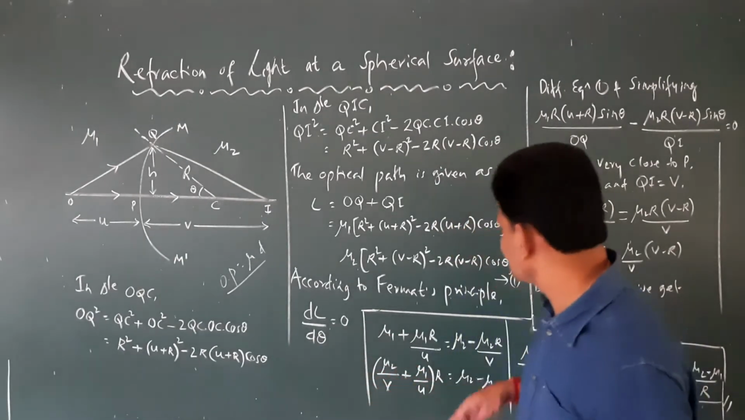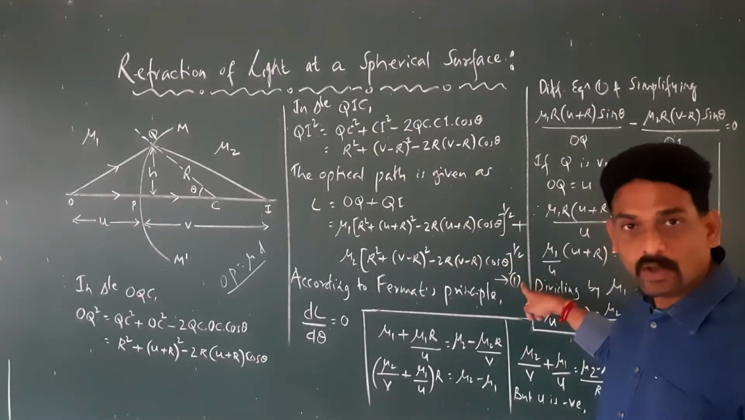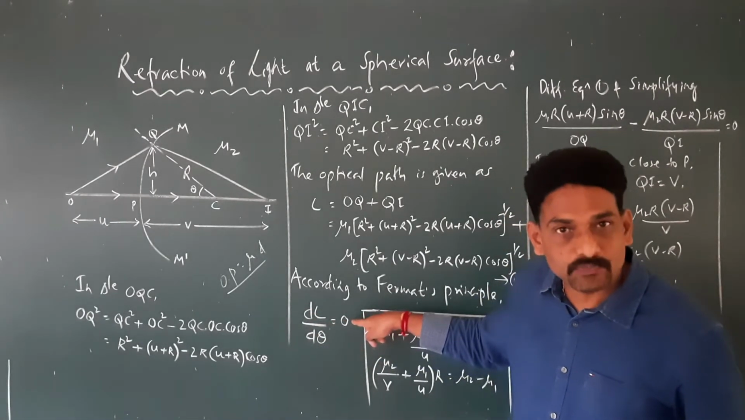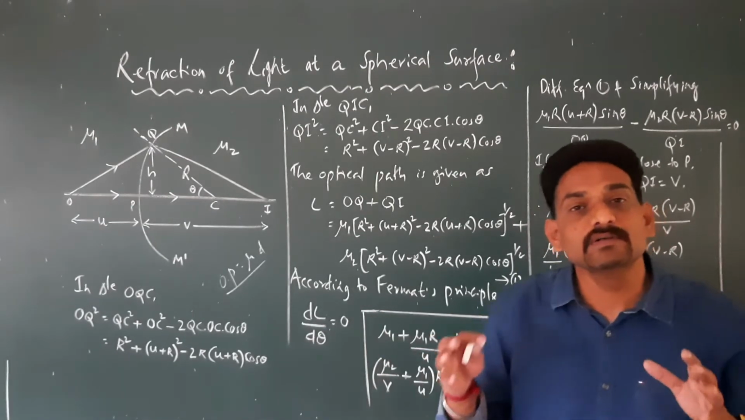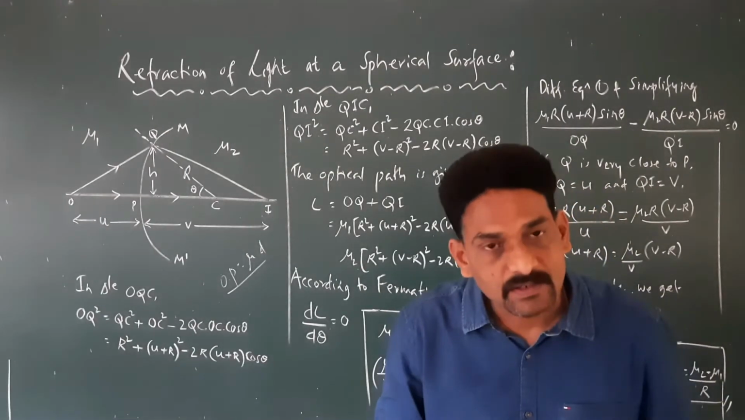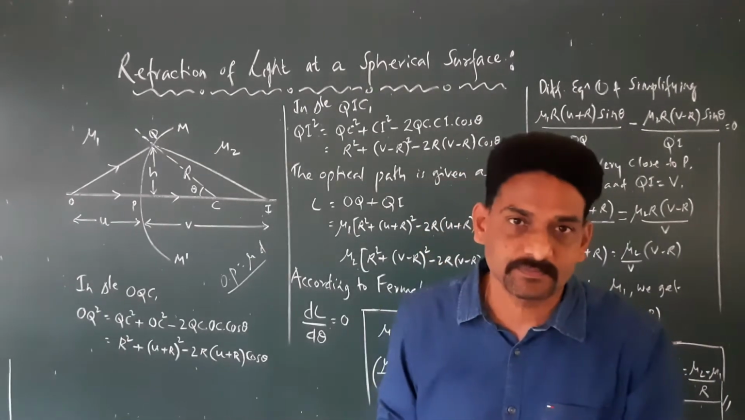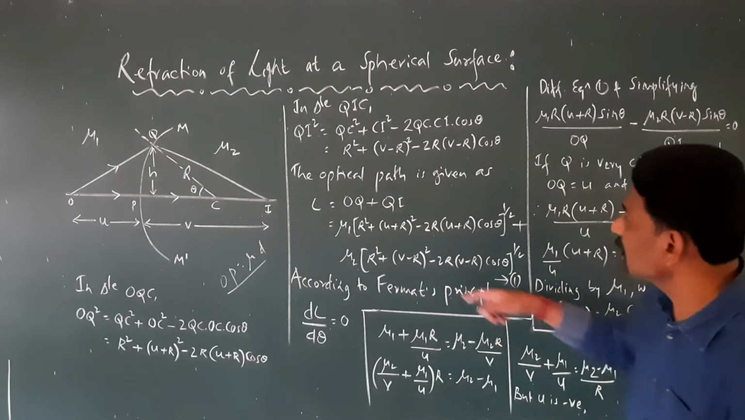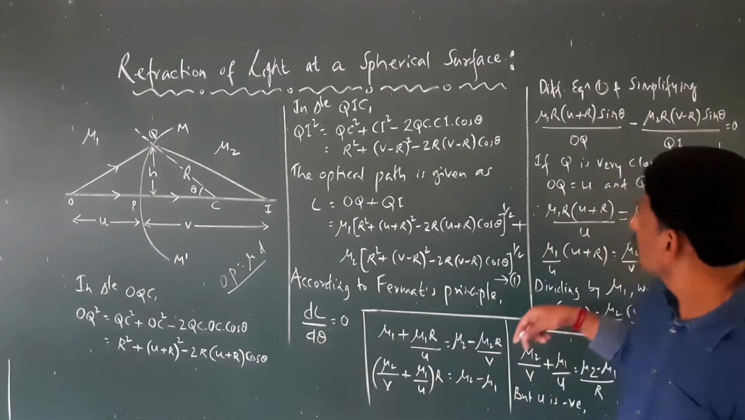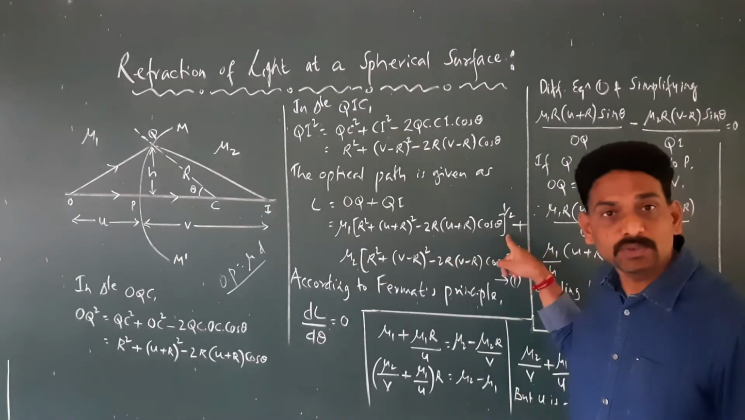Right? So what we are going to do now is differentiate the equation number 1 with respect to theta, and we are equating it to 0. We are going to simplify by differentiating equation 1, and by simplifying it, we are going to get the final expression for refraction at a spherical surface, right? So now we have to differentiate equation number 1 with respect to theta. So dL by d theta: differentiate this with respect to theta.